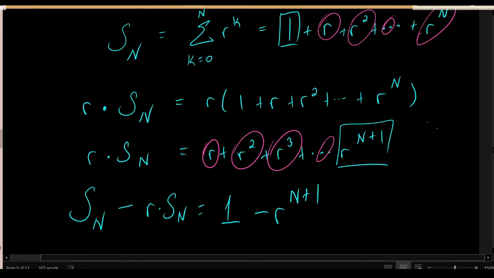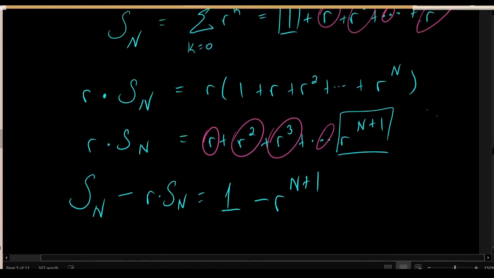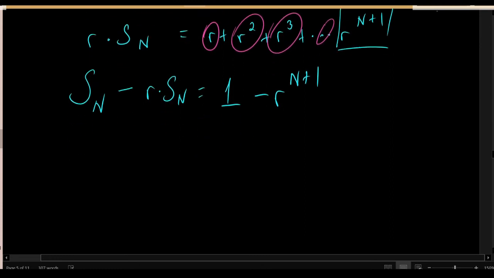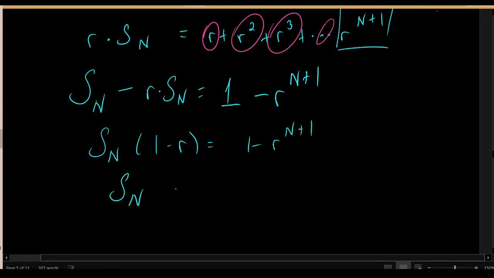So let's do a little cleaning now. On the left side, let's factor out Sn. That leaves 1 and r behind. And let's isolate Sn by dividing.